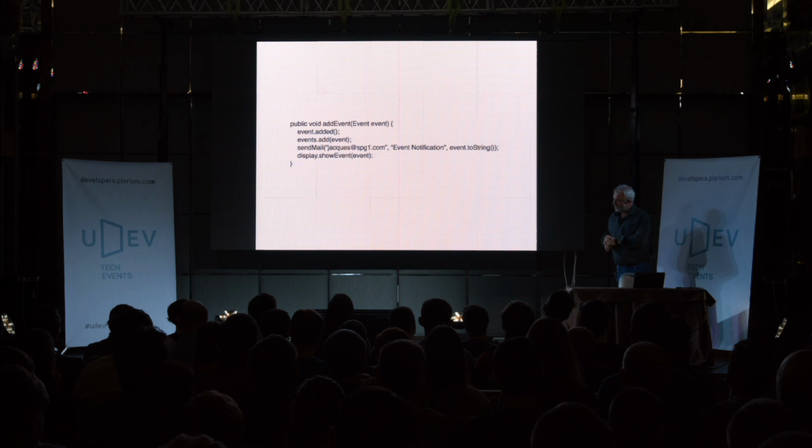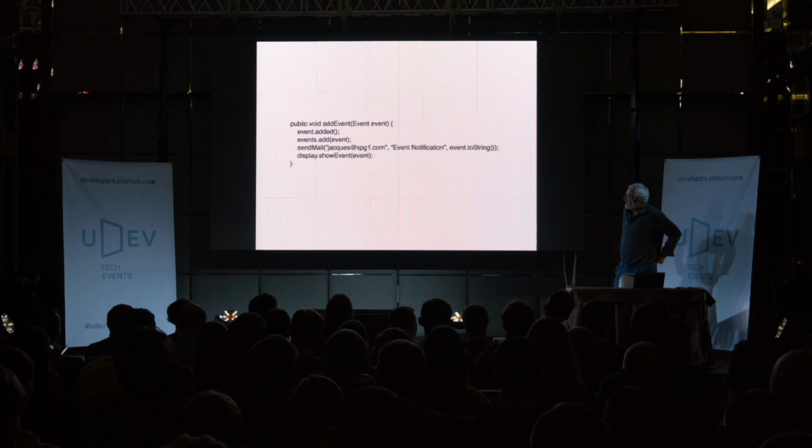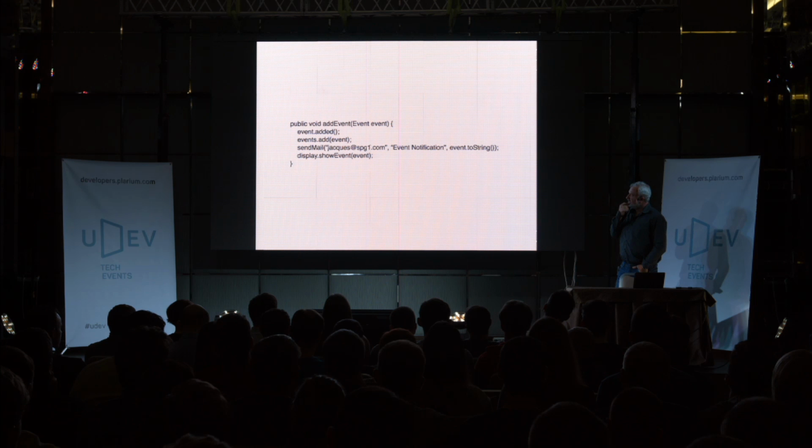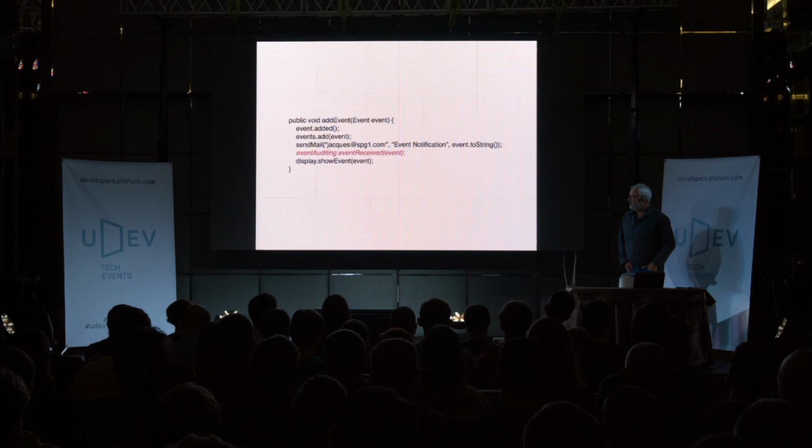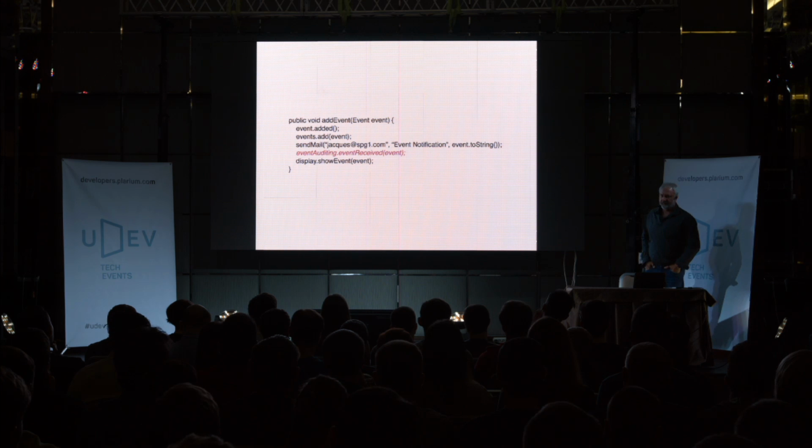And then what we do is we go ahead and we pass it into an events list, and we send mail about the event and display the event, right? So we're doing a lot of work in this add event method. Suppose now that I wanted to add a new feature to this. Every time we add an event, I want to go and call the event auditor and give it the event also. What's the easiest way of adding that feature?